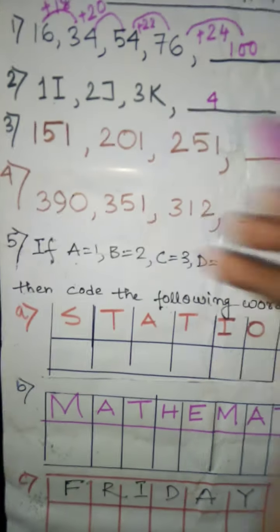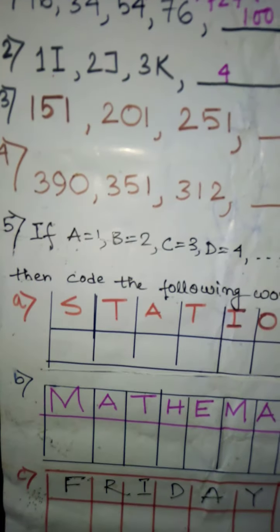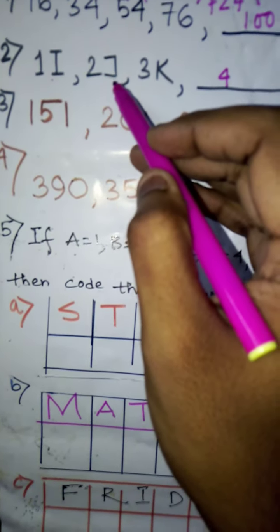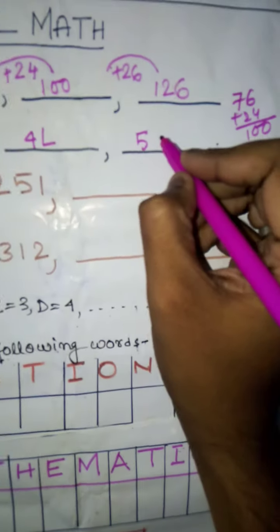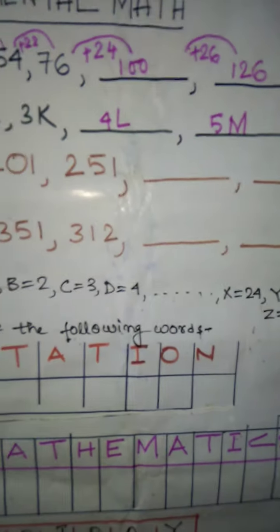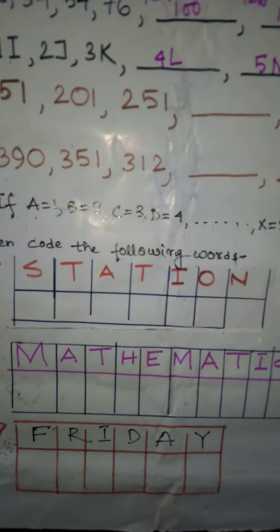Now after this you see that the alphabets in block letters are also increasing serially. I, then J, then K, then the next alphabet will be L, then finally here we'll get M. So you have to solve these types of sums in this manner.